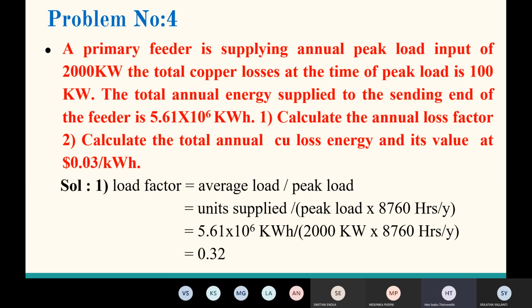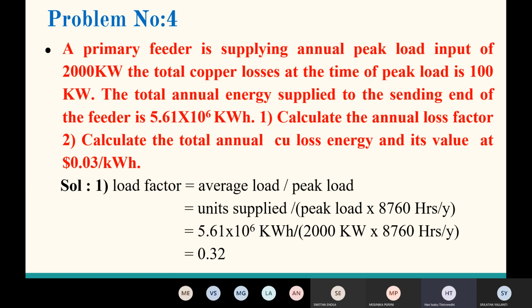Next, determine the load factor and loss factor. Now, the direct formula for loss factor: loss factor is equal to average power loss divided by power loss at peak load. So you have to determine the average power loss. Average power loss is equal to loss factor multiplied by power loss at peak load.